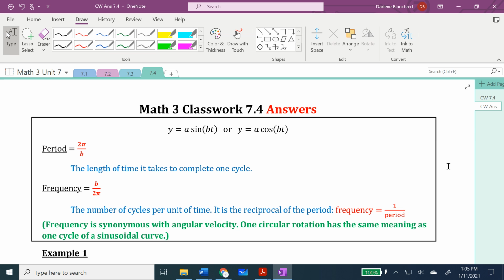The B is the number that is multiplying to the T. So that's the number that graphically will either squish it horizontally in or stretch it horizontally out. If the number B is a number larger than 1, you will actually squish it. If it's between 0 and 1, you will expand horizontally the graph.